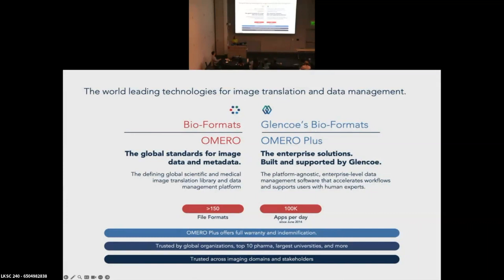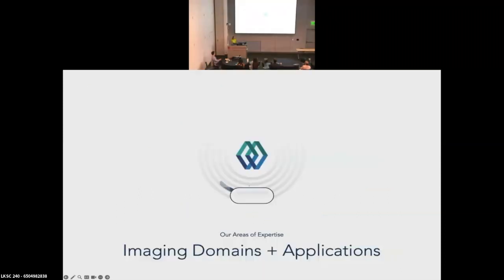I mentioned earlier that OMERO Plus, as a commercial product, offers full warranty and indemnification, and we're trusted by global organizations, some of the top 10 pharmaceutical companies in the world, and some of the largest universities in the world. Now, I'm going to talk a lot in my later slides about spatial biology, because that's what we're here to talk about. But I want to emphasize that we work with customers across various imaging domains. And so it's not exclusively whole slide images and digital pathology that we work with at Glencoe Software.